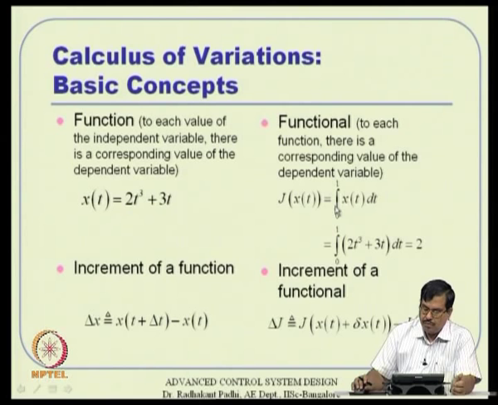Here is an example. If you take the same x of t and integrate it over 0 to 1, what you ultimately get is a number, 2. The moment you change this function, you will obviously get a different answer for J. But J is not given directly as a function of time; it is given as the integral of x of t dt evaluated from 0 to 1. So that is the difference: a function is a direct function of some independent variable, whereas a functional is a function of the independent variable through some other function.